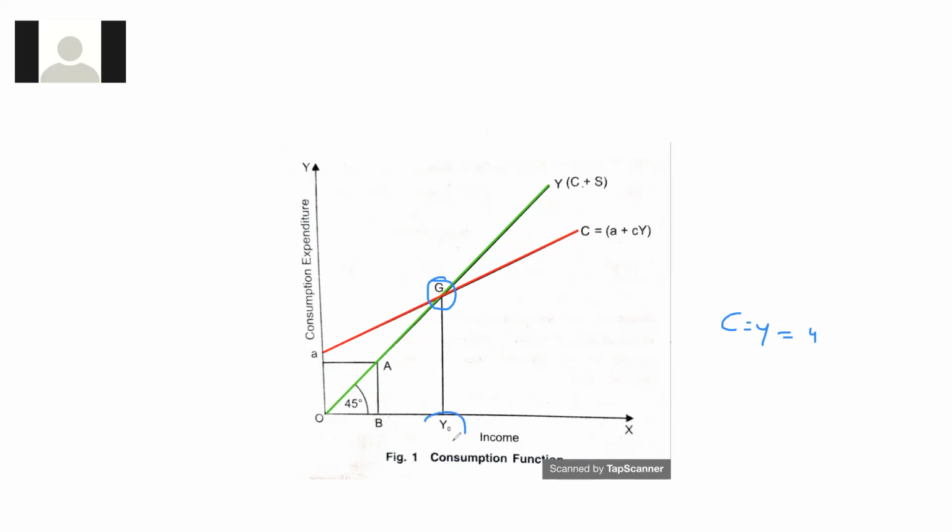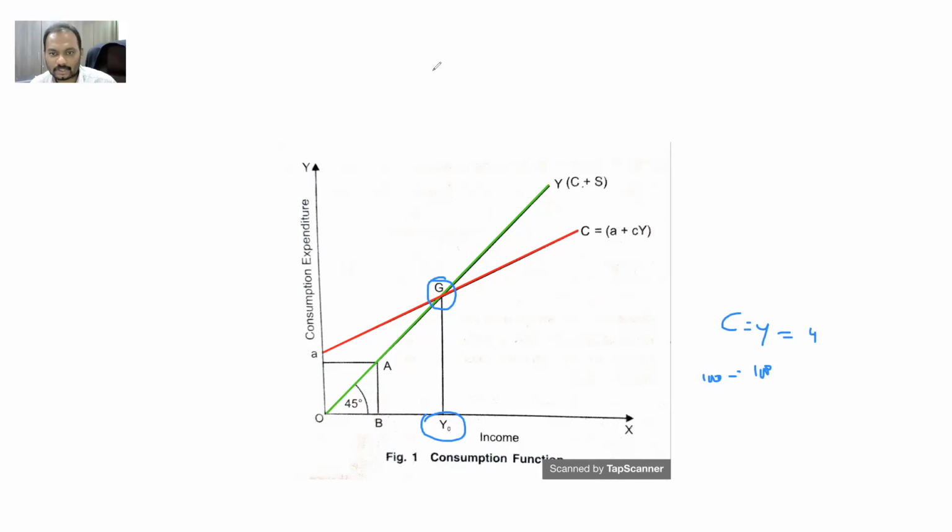That means at OY0 level of income, consumption is equivalent to income. If your income is 1,000, consumption also is 1,000. That's the meaning of G. That's also called the break-even point. Are you all understanding? Anybody having doubts in this part? No, sir. Okay, next part.